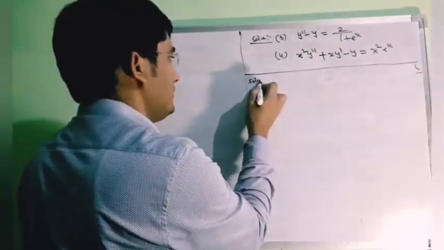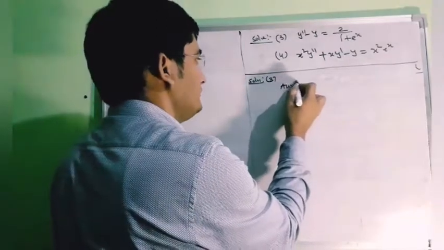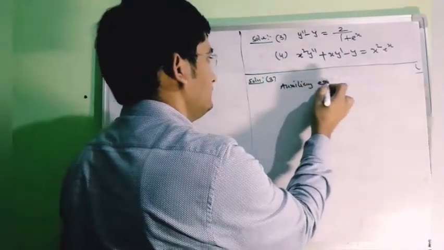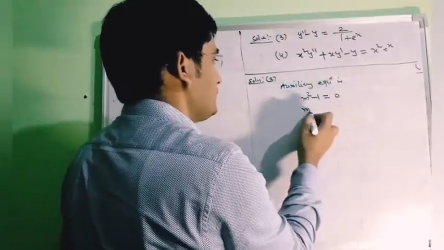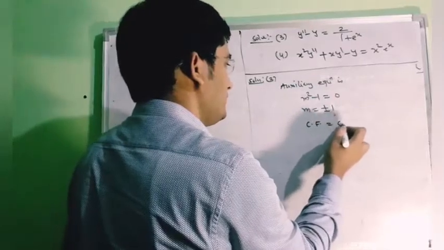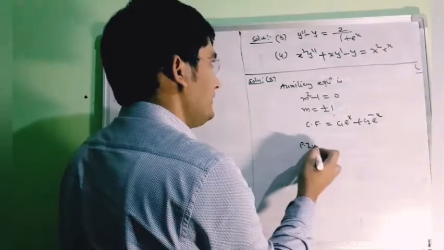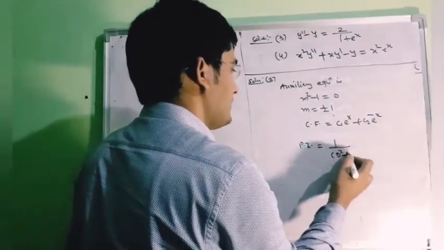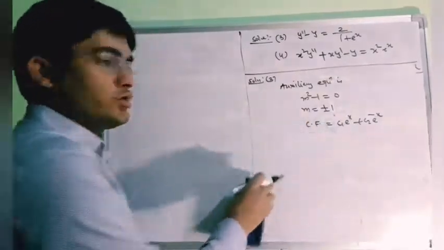Solution of the third part. Here your auxiliary equation is m square minus 1 equal to 0. So we have m equal to plus minus 1. So your complementary function will be c1 e to power x plus c2 e to power minus x, and our PI will be 1 upon D square minus 1. I am solving these questions using the variation of parameters method.